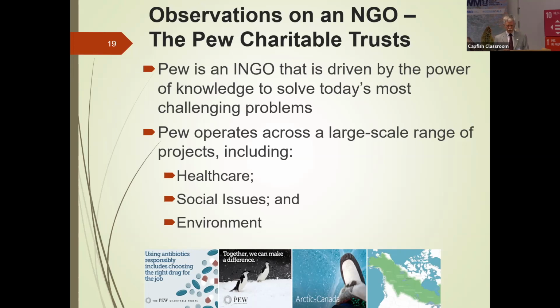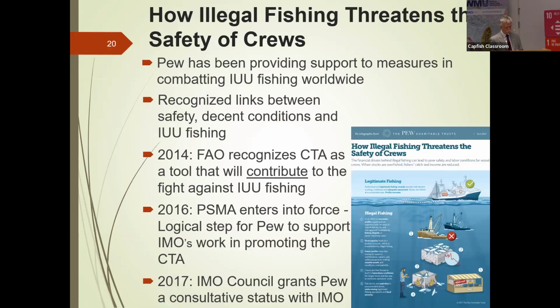Pew is an INGO that is driven by the power of knowledge to solve today's most challenging problems. Pew operates across a large-scale range of projects, including healthcare, social issues, and environment. Over the years, Pew has been providing support to measures in combating IUU fishing worldwide. For example, to FAO. IUU fishing is linked to safety at sea in the fishery sector and decent conditions on board fishing vessels. These links have been recognized by the 3 international organizations that are dealing with fishing operations. That is FAO, ILO, and IMO.